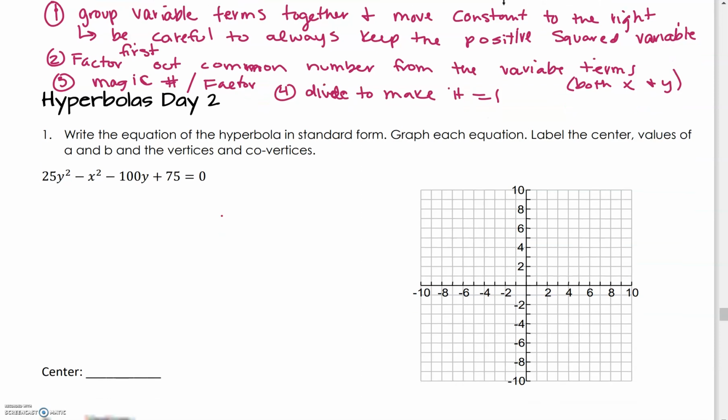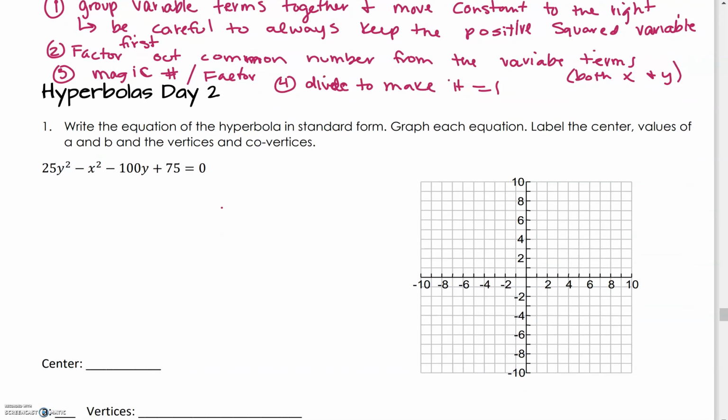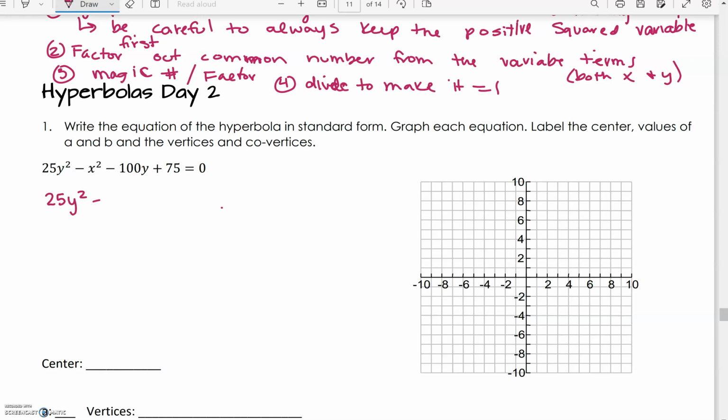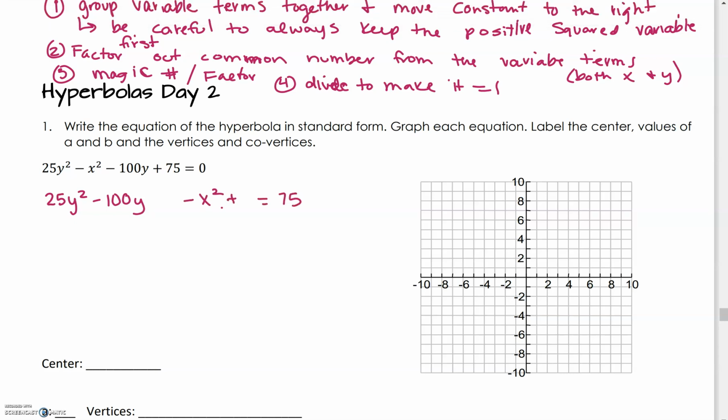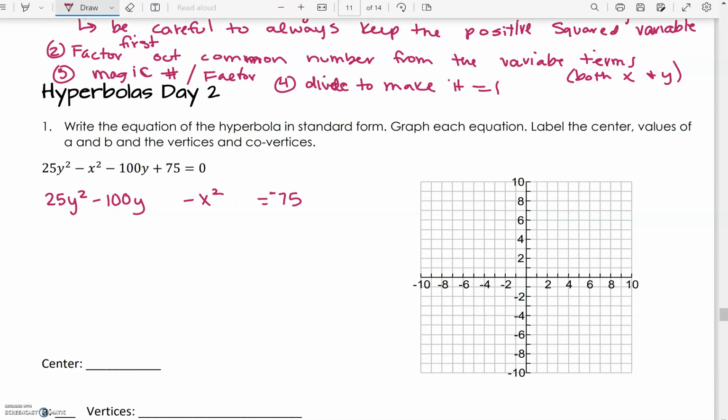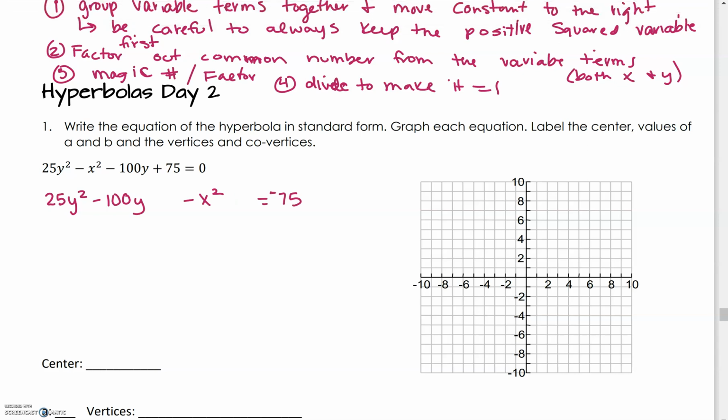Okay, so we are going to start with the y's because we want the y's first since this x is negative. So it's going to be 25y squared minus 100y minus x squared. Oh, and then we're going to get that 75 to the other side. And is it a positive or a negative? It is a negative when we move it to the other side. So we're going to take our 25 out.